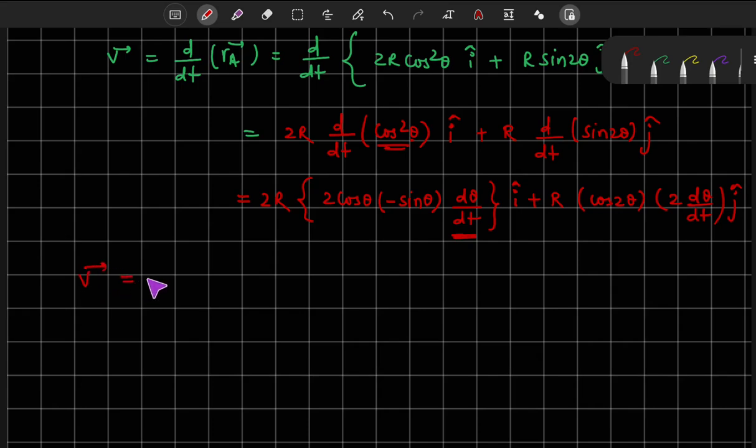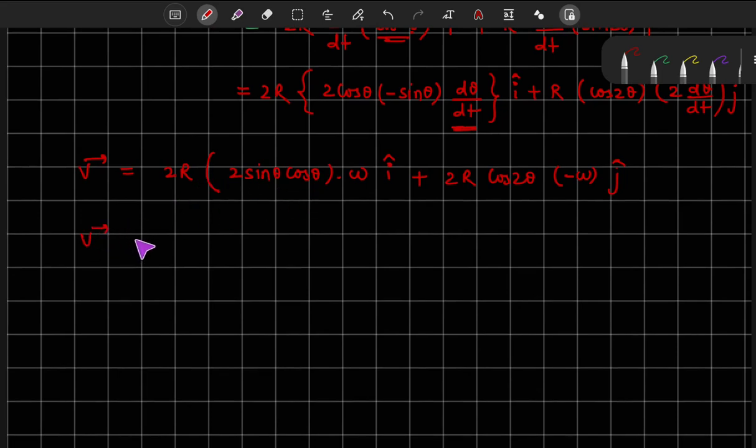So we can write the velocity vector is equal to 2r into 2 sin theta cos theta into omega i cap plus 2r times cos 2 theta into minus omega j cap. Okay, so from here we can write the velocity vector is equal to 2r sin 2 theta, because 2 sin theta cos theta is sin 2 theta, into omega i cap plus minus 2r omega cos 2 theta j cap. So this is the velocity vector we are having.